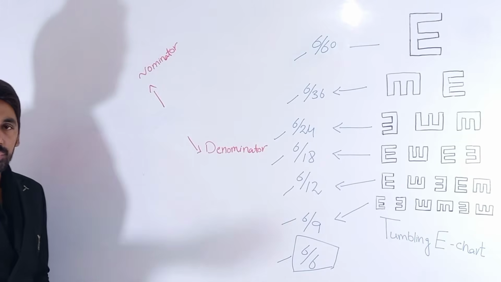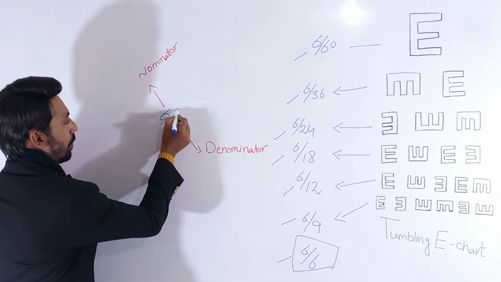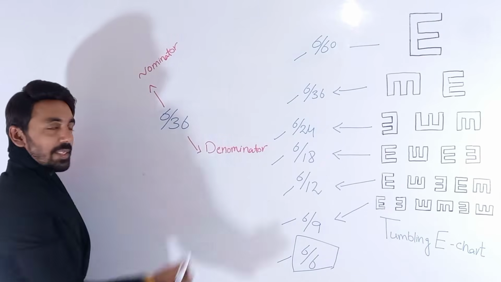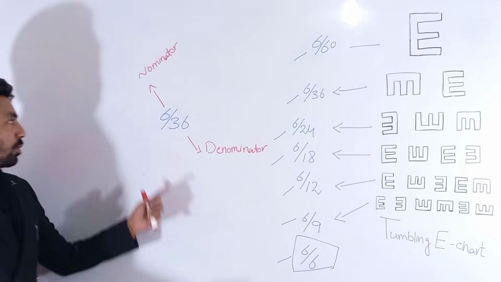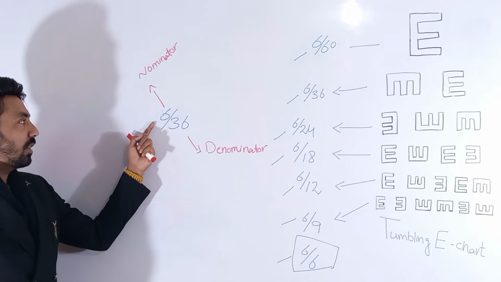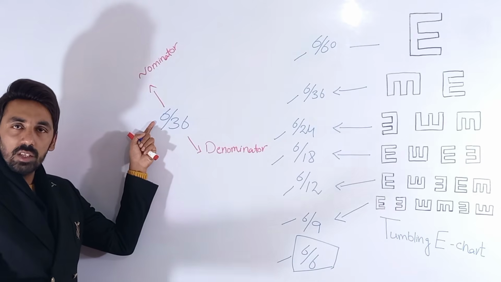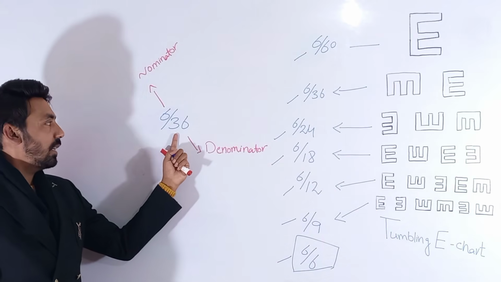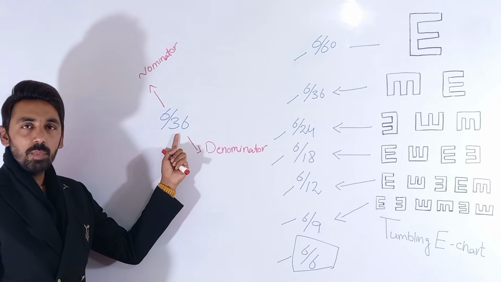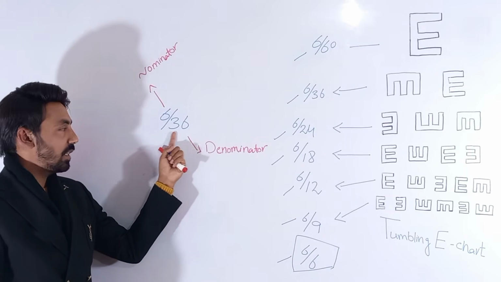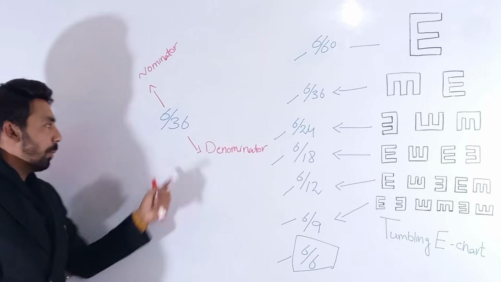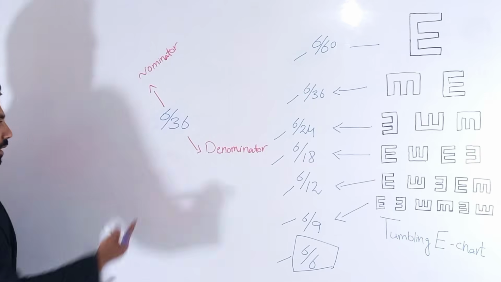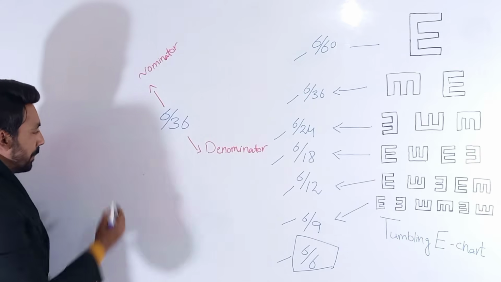Now we have another example. Now if we have a patient with visual acuity 6 by 36, in 6 by 36, the numerator is actually the distance between the patient and the Snellen chart, as we have discussed. And the denominator is 36. The 36 is called the denominator. So now we will again compare this patient with a normal person.